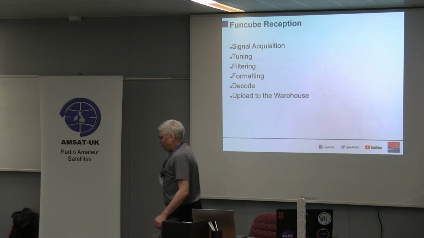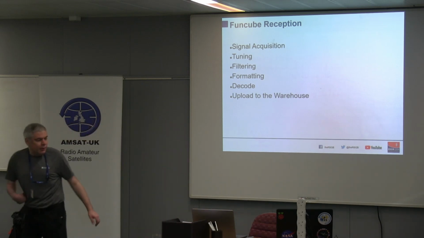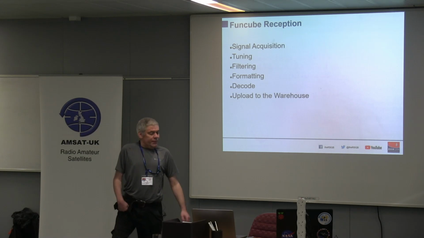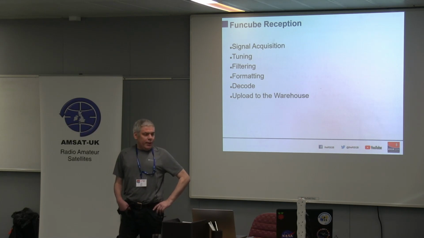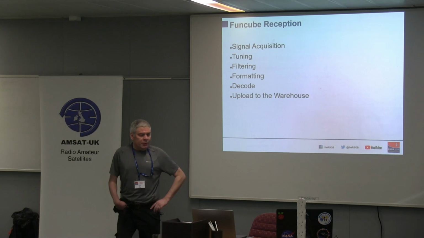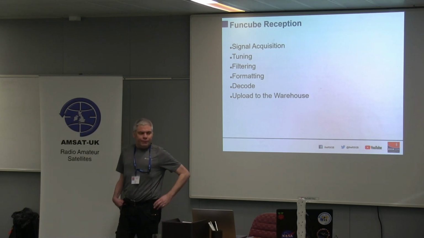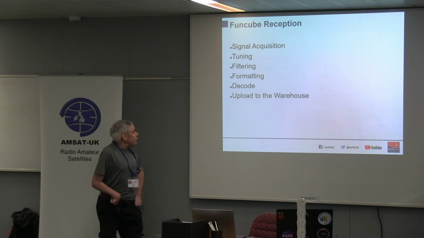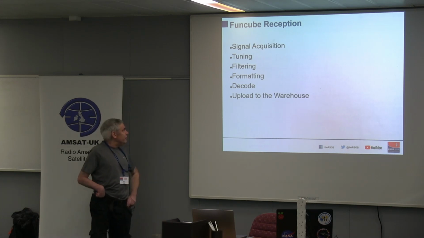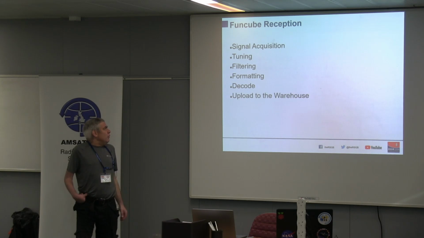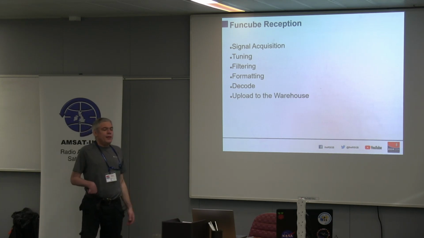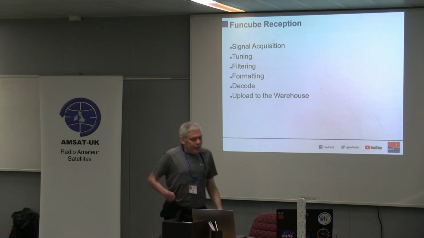So, how do we go about receiving the FUNcube satellite? Well, in the digital world, you still have to do exactly the same thing as you do in the analog world. First thing is you've got to acquire the signal. Then you've got to tune it, filter it. Since we're talking about telemetry here, this thing got to be formatted, decoded, and then, if you wish, uploaded to the data warehouse. So how do we do all these things?